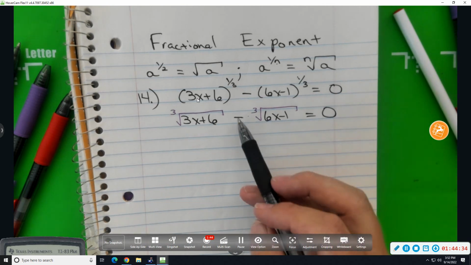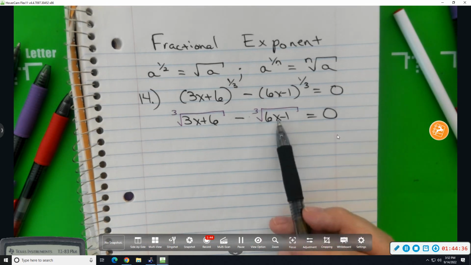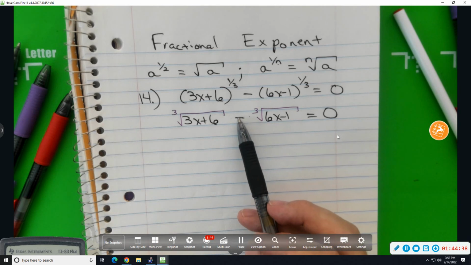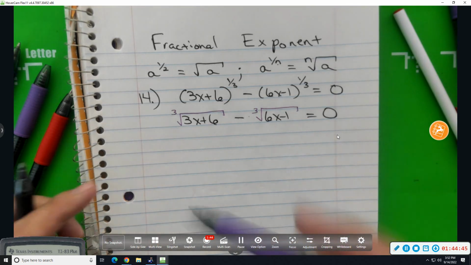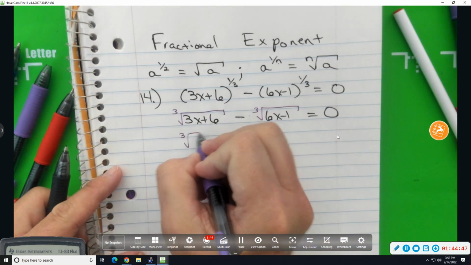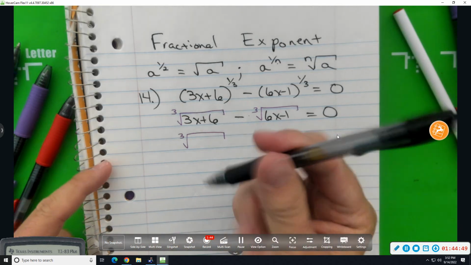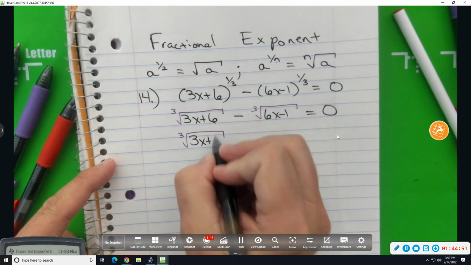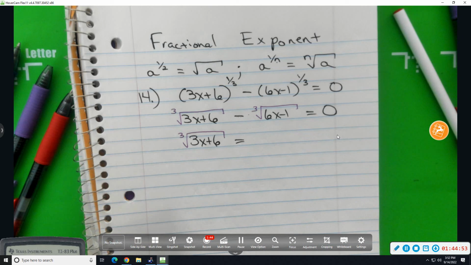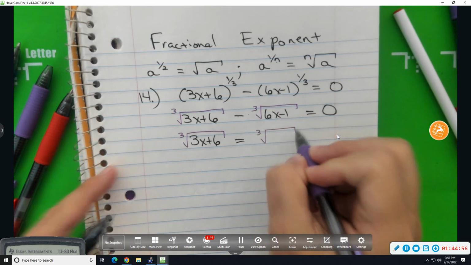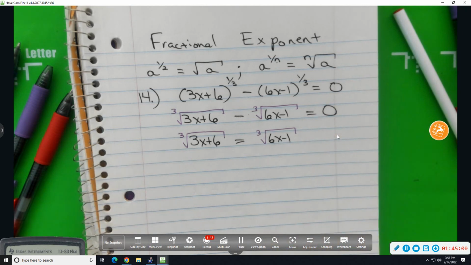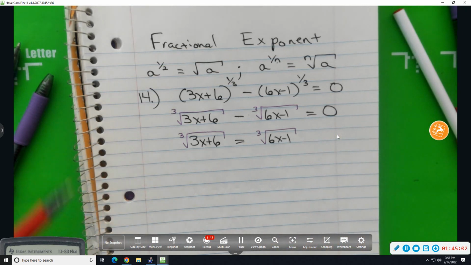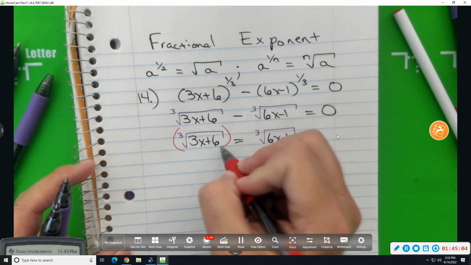Isolate. I'll isolate it first. And I'm going to move the one that has the minus in front over, so that the minus will become a positive. Okay. So we have the cube root of 3x plus 6 is equal to the cube root of 6x minus 1. And then we're cubing both sides. Look how nice this is going to be.